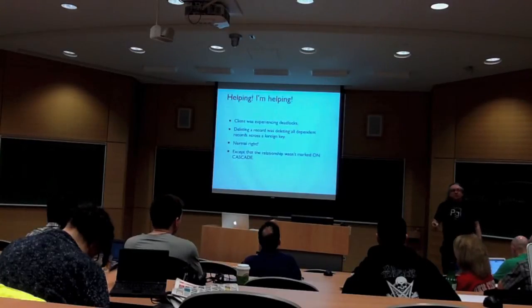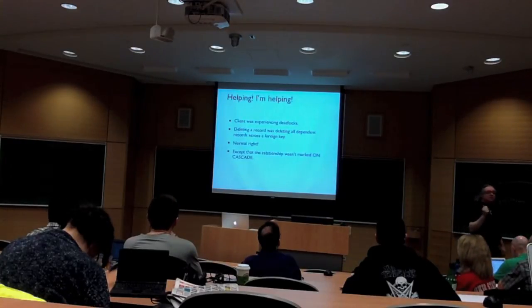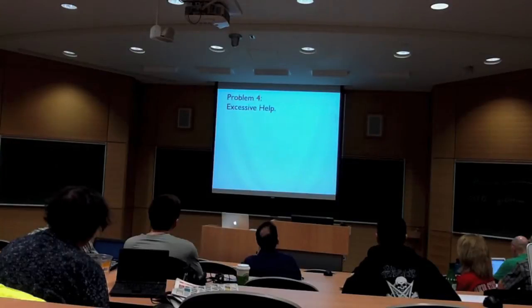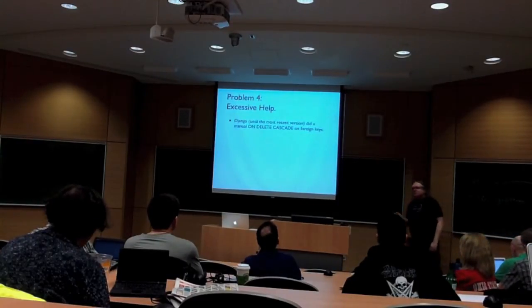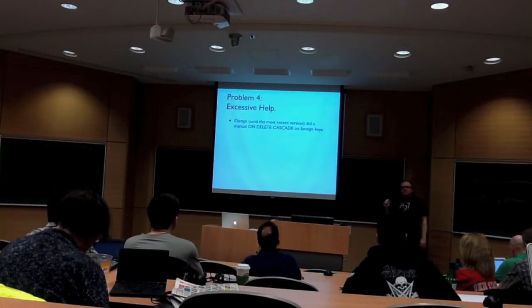That relationship wasn't marked that way. It was actually marked as an onset null. Okay, that's weird. What's going on here? The problem was excessive help. They finally fixed this, but until the most recent, this is an example. There's plenty of other examples of the ORM helping too much.